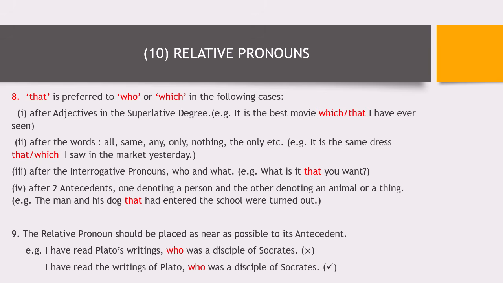9. The relative pronoun should be placed as near as possible to its antecedent. Example: I have read Plato's writings, who was a disciple of Socrates. This is wrong usage. I have read the writings of Plato, who was a disciple of Socrates. This is correct construction.